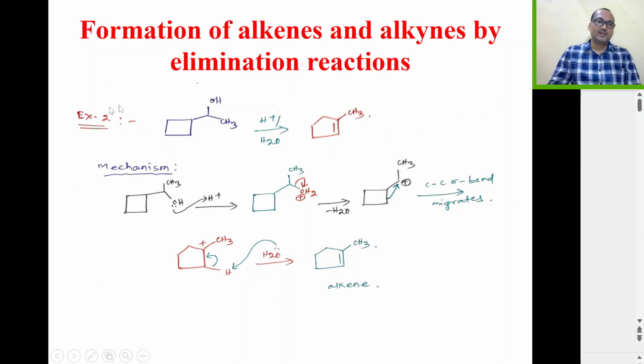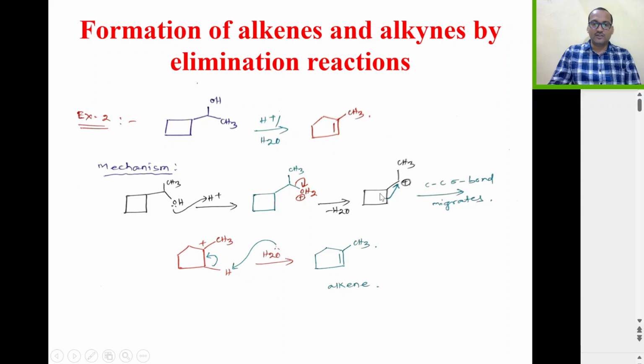So let's take another example. So if you start with this alcohol, we react with H plus and water, we get this alkene. So this OH has lone pair of electrons, so it will act as nucleophile, so it will attack the proton H plus. So nucleophile will attack the electrophile, so it becomes OH2 plus. So now this CO bond will break on OH2 plus. So as a result you generate a carbocation here.